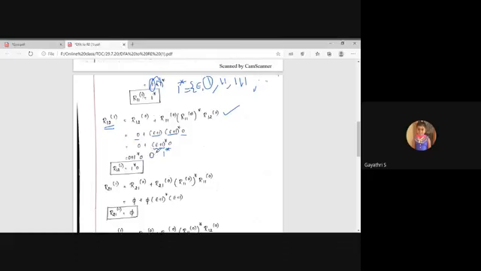Then 0 plus 1 closer 0. Okay, so 0 plus 1 closer 0. You can leave it as this. This is actually enough for this problem, and you can also reduce it.